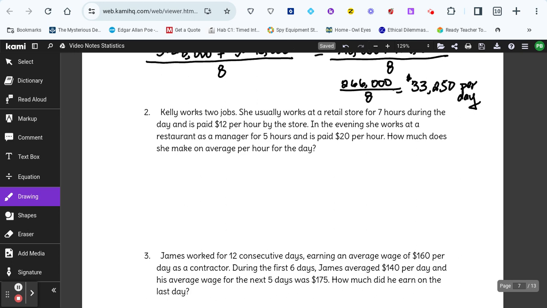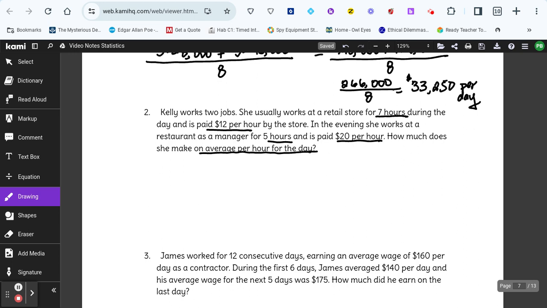All right, Kelly works 2 jobs. She usually works at a retail store for 7 hours during the day and is paid $12 per hour by the store. Then in the evening, she works in a restaurant as a manager for 5 hours and is paid $20 an hour. So how much does she make on average for the day?